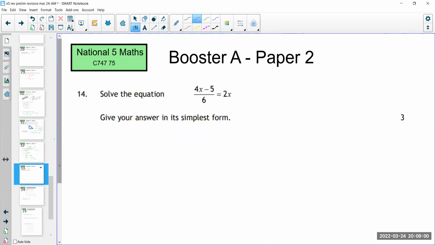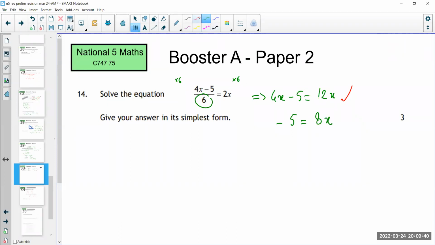Again, another one where we've got to solve. So solving, same thing. First thing, get rid of that 6. How do you get rid of a 6? We times by 6 both sides, because 6 over 6 is 1. So you get 4x minus 5 equals 12x. And guess what? This gives you already a mark. Now I'm going to put the x's on one side. So it'd be good to have them positive. So I'm going to move the 4x to that side. So negative 5 equals 8x.